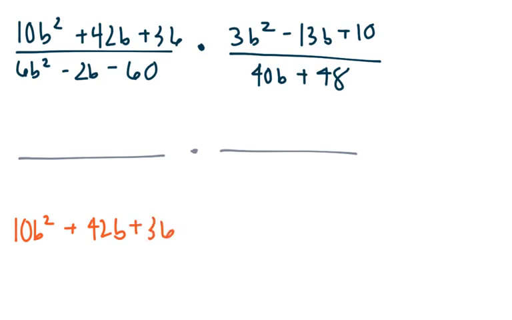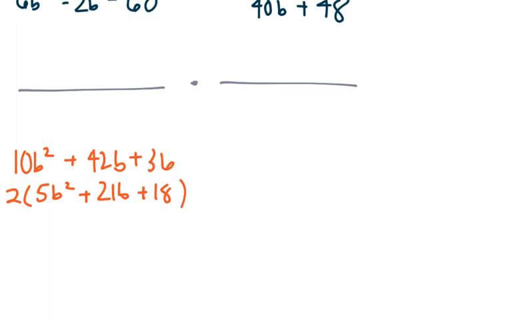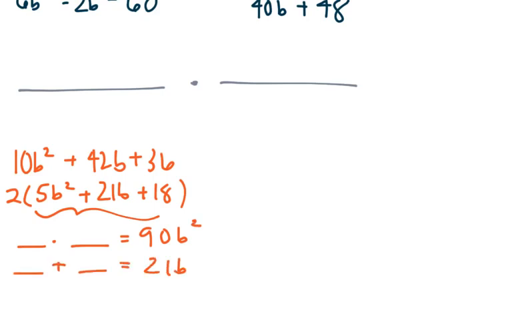The first thing I notice is that these are all even. So even though it's a quadratic that's ready to factor, the first thing I'm going to do is divide everything by 2. So I can take out a 2 and I'll have 5b squared plus 21b plus 18. Okay, and then I can focus on factoring this part. So I'm going to multiply 18 and 5 together. That'll give me 90. So I'm looking for what multiplies to 90b squared and adds to 21b.